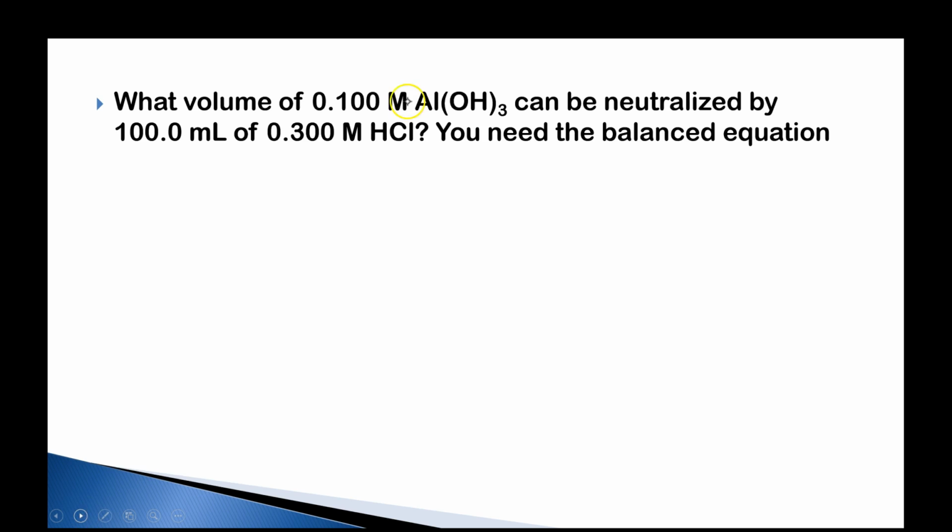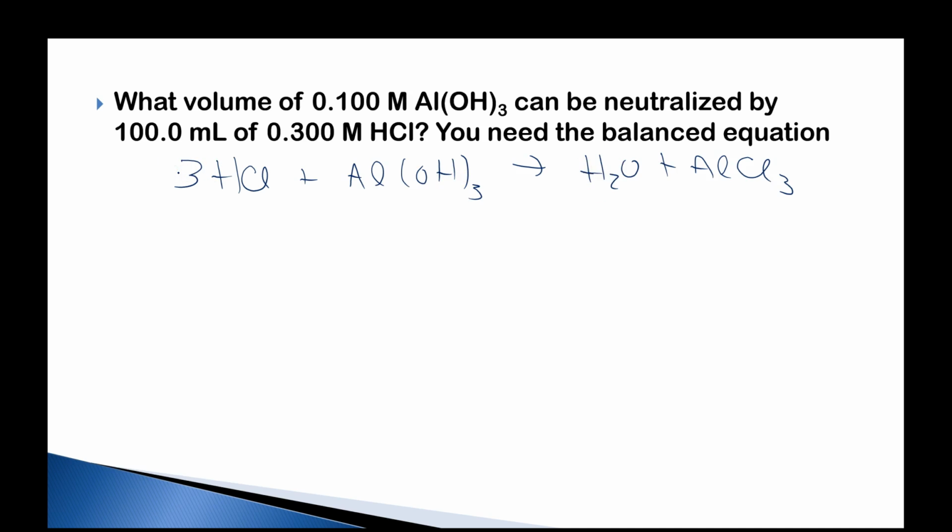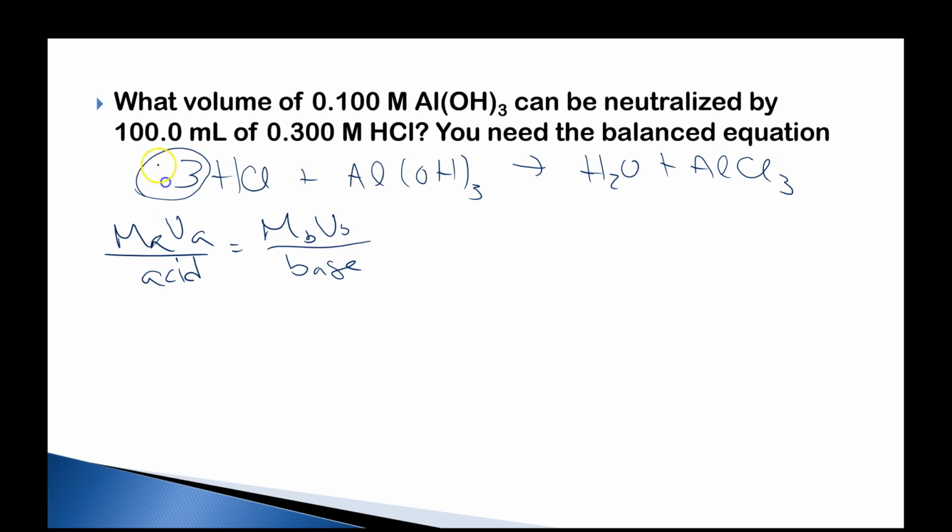So for this one, what volume of Al(OH)3 can be neutralized by HCl? So HCl plus Al(OH)3 always needs the balanced equation, H2O and AlCl3. Double replacement reaction. Balancing it, I have 3 OHs, so I need 3 HCl's. So I'm going to do MaVa over the acid coefficient equals MbVb over the base coefficient. And it doesn't even matter which one you know is which, as long as you know the 3 goes with all the numbers for HCl.